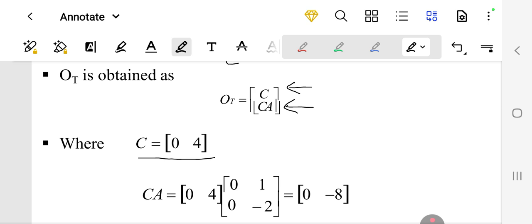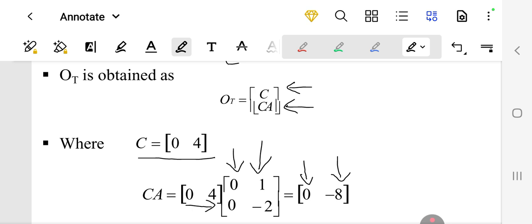C equals 0 4. For CA, we multiply C times A, multiplying the row by the first column: 0 times 0 equals 0, 4 times 0 equals 0. Therefore the first value equals 0. For the second value, we multiply the C matrix by the second column of the A matrix: 0 times 1 equals 0, 4 times negative 2 equals negative 8, so the second entry is negative 8.